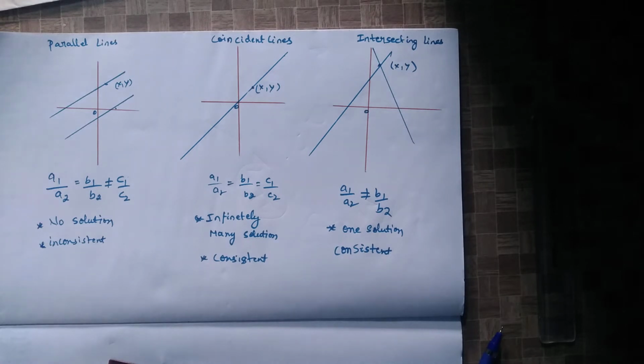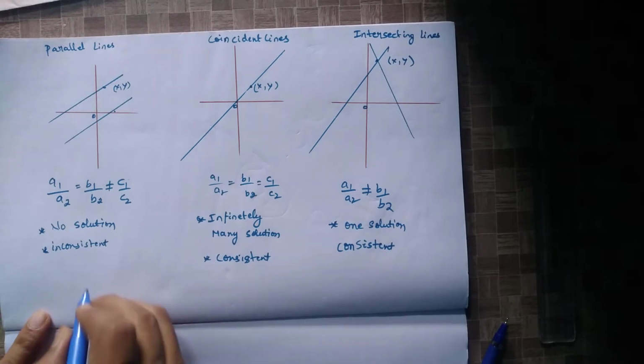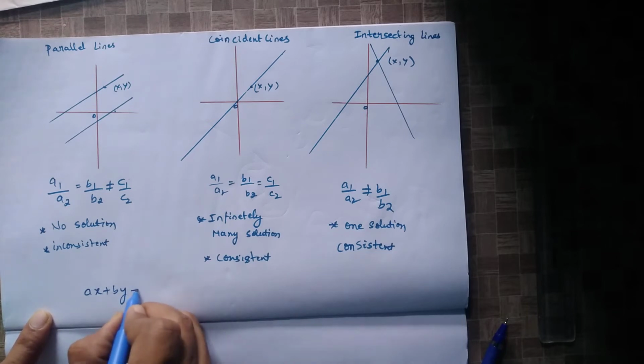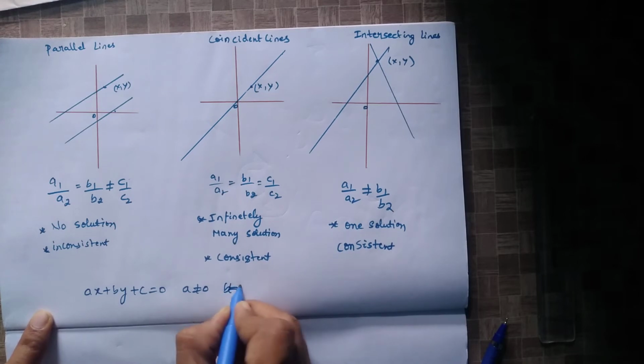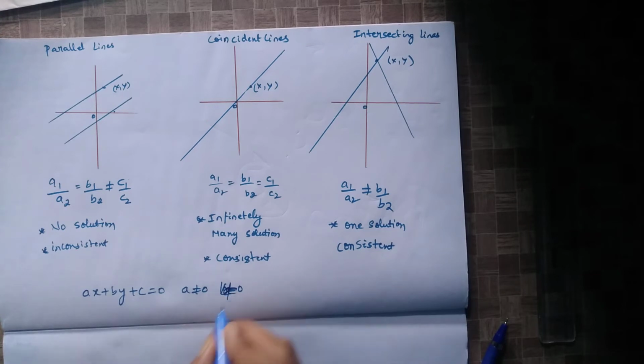Next, we solve some problems on pair of linear equations in two variables. To find the solution of any linear equation in two variables, we have to remember the formula ax + by + c = 0, where a is not equal to 0 and b is not equal to 0. So this is called a linear equation in two variables. This is called the solution of the linear equation. Next, we solve problems.